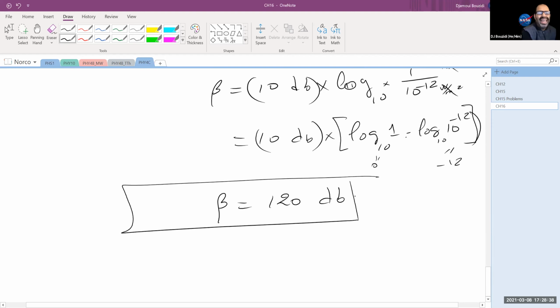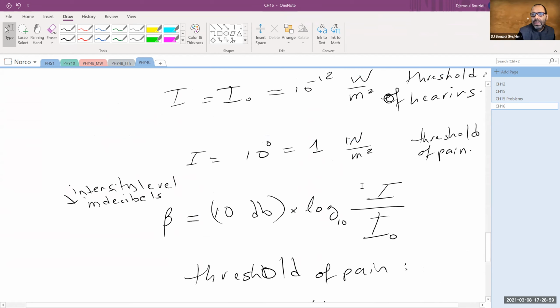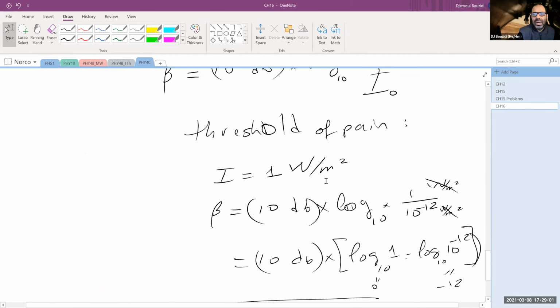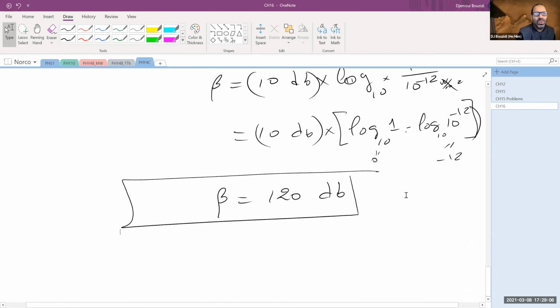So this is the same intensity, but expressed in the intensity level units, which is in decibels, to tell me that if you hear 120 decibels, that means it's really, really loud. You're very close to the source, okay? If you are at beta equals 0, you're barely going to hear anything, because 10 to the negative 12 over 10 to the negative 12 is 1, and log of 1 is 0. So beta is equal to 0.